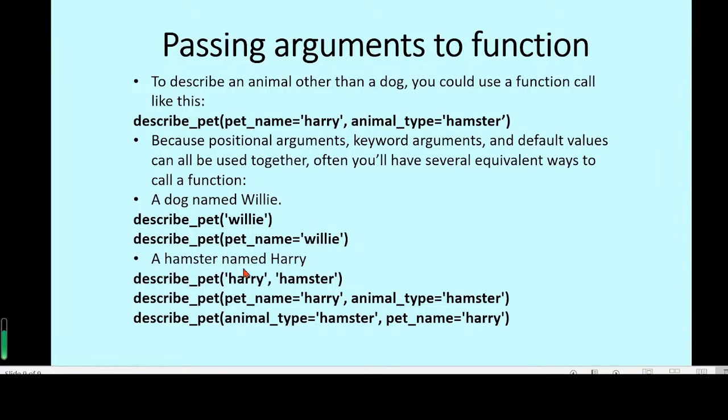And if a hamster's name is Harry, we can write Harry here, hamster second, because in the definition it is the second place for the type, but with a default value. Because the hamster is not a dog, we have to input hamster here. But you can also write pet name is Harry, animal type is hamster. This is very clear. And because we use keyword and value, we can also write animal type first, hamster, then pet name Harry second. No problem. It works correctly.